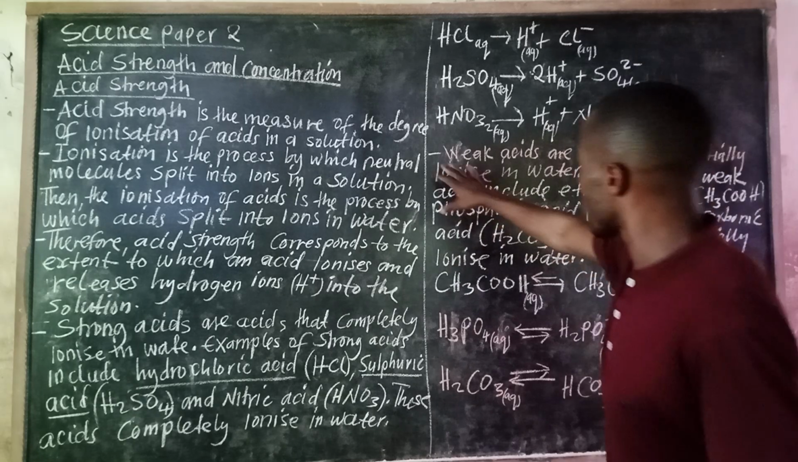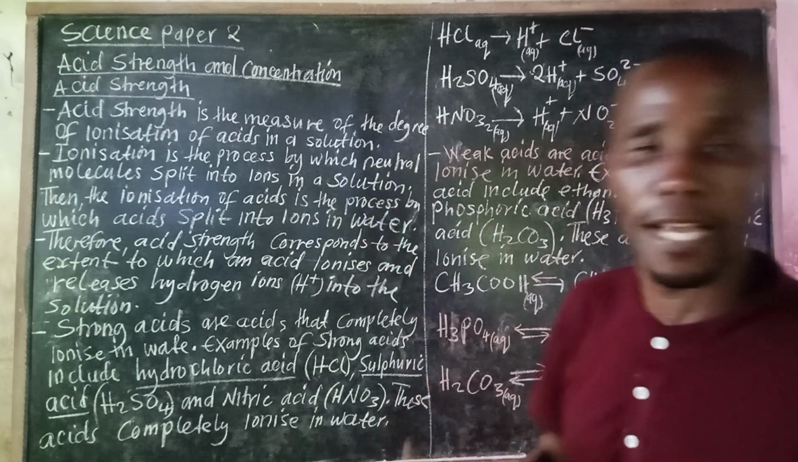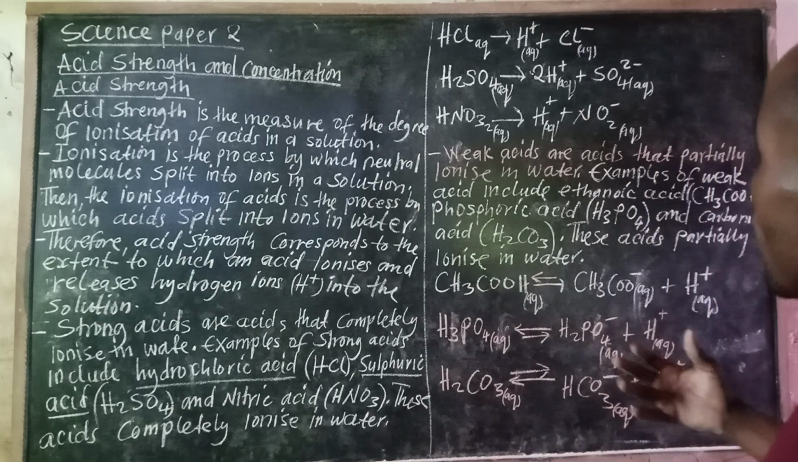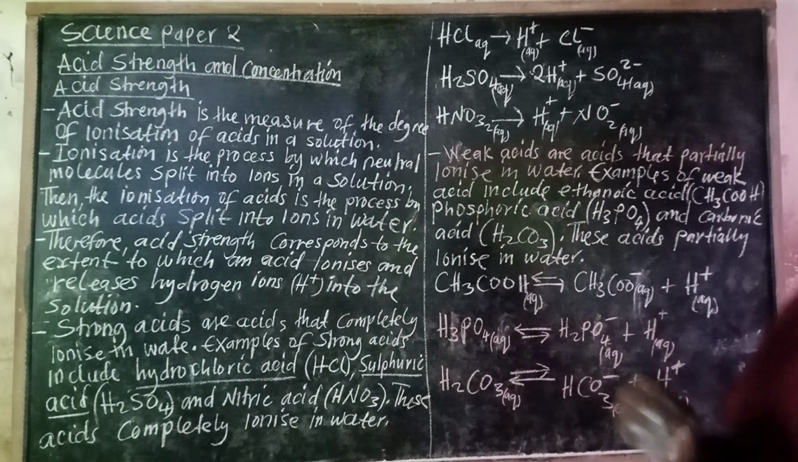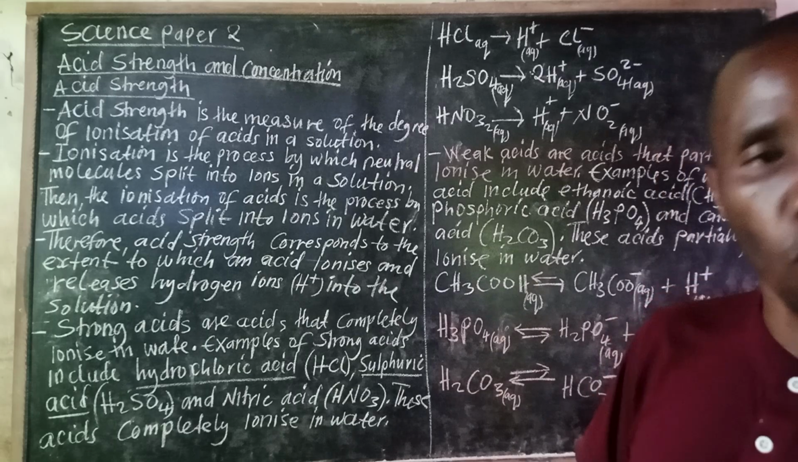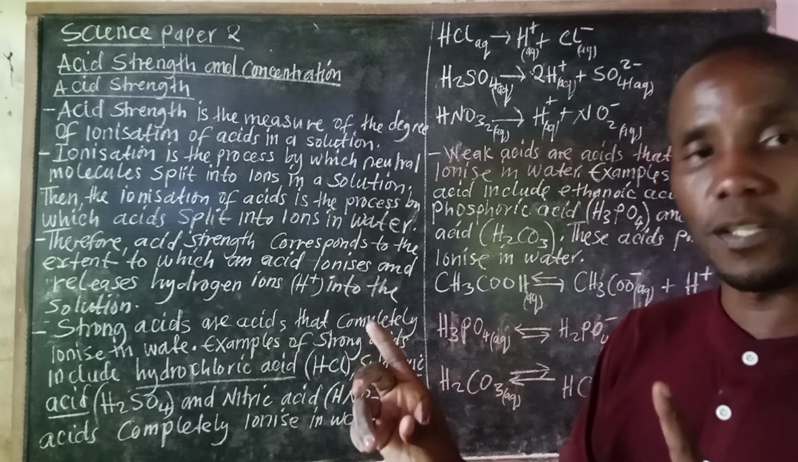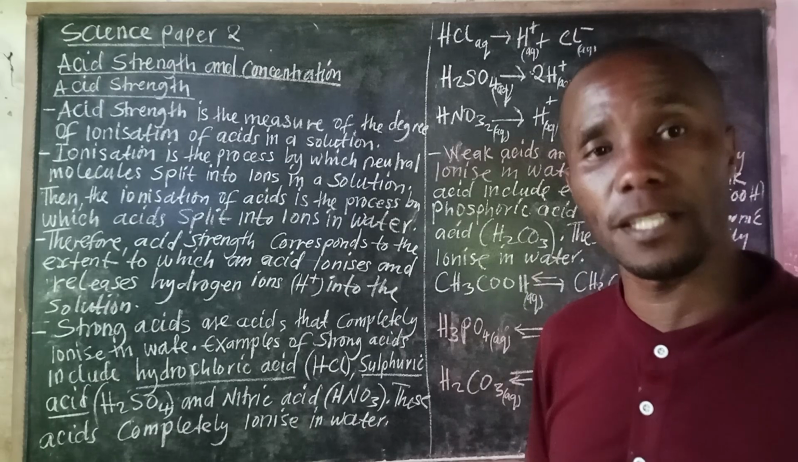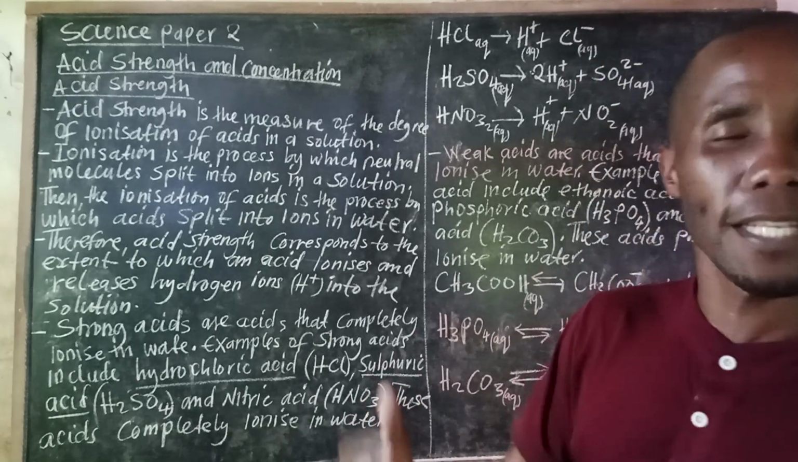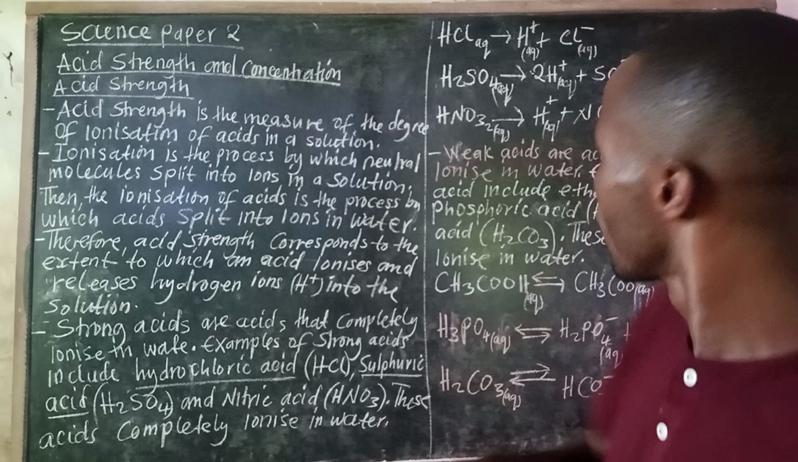Now let us look at the other side, I mean the weakness of acids. Okay, so weak acids are acids that partially ionize in water. Okay, so you have seen the difference. That one ionized completely, that is a strong acid. Then weak acids just partially ionize in water.